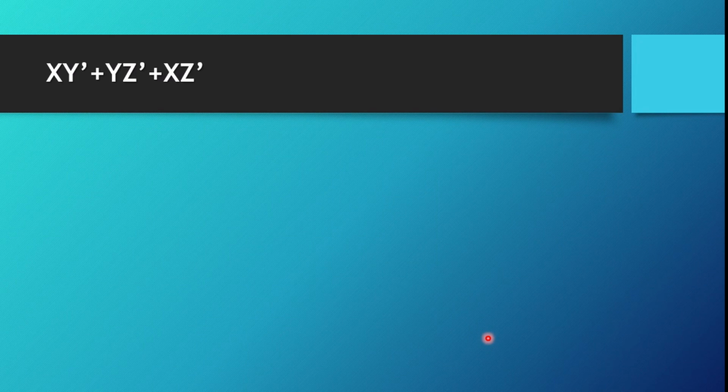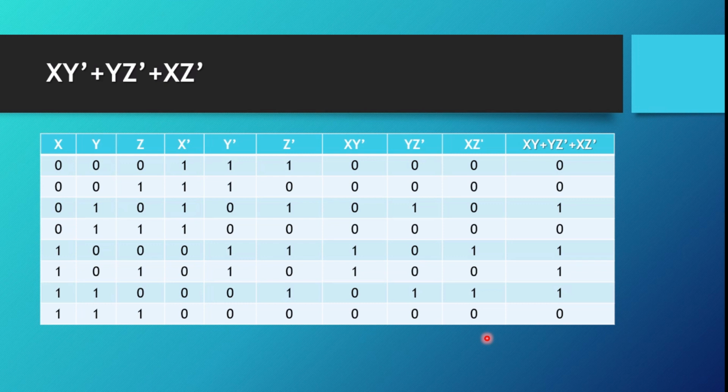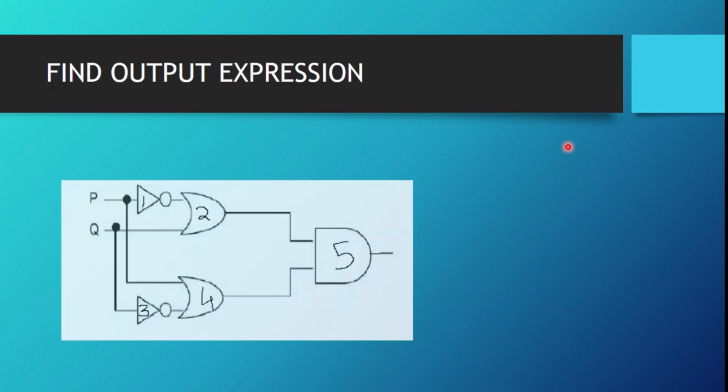Again we are having a 3 variable case, but this time each term is having only 2 variables. A little complicated, but with practice you can solve such kind of problems as well. Again the same thing what we have to do is x, y, z, x complement, y complement, z complement, then individual term we are going to calculate, and then final result we are going to put. So I hope you understand. Otherwise you can repeat and you can see the video again.